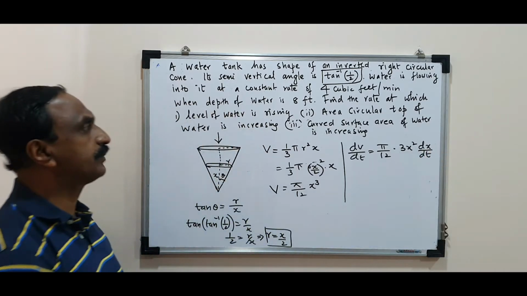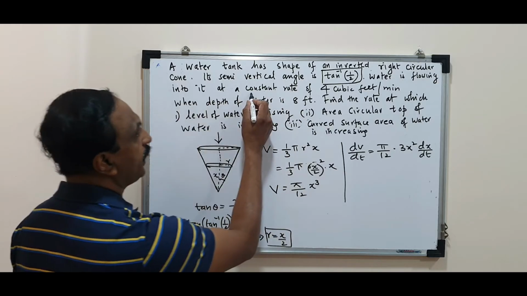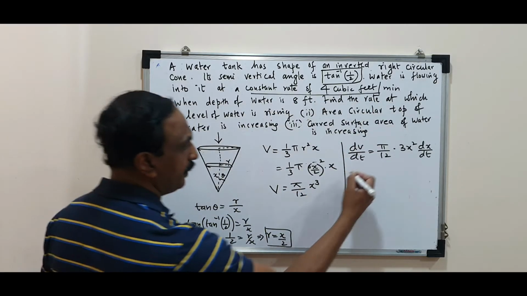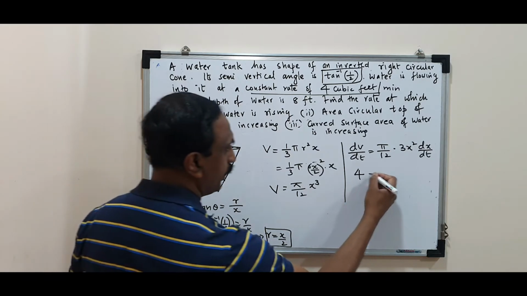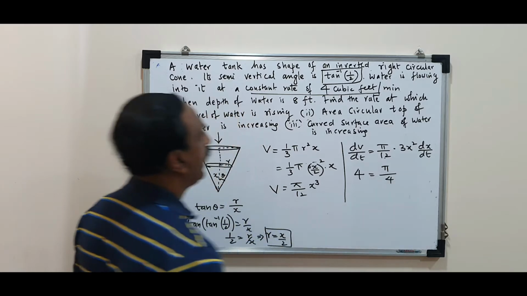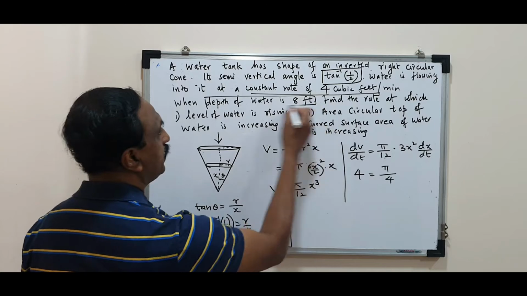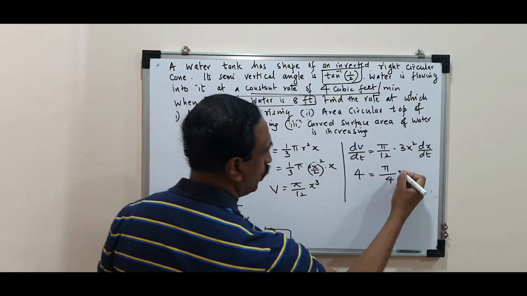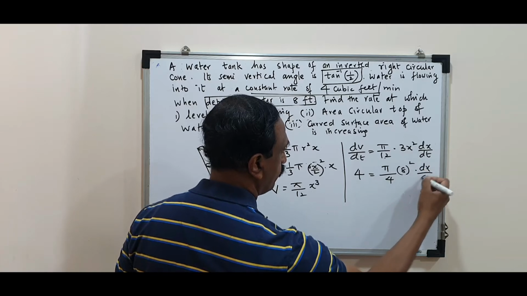Now what you are left with is only substitution. The water is flowing at the rate of 4 cubic feet per minute. So 4 equals pi by 12 into 3, and the 3 and 12 get cancelled to give pi by 4. Now x stands for the height. We need to find the rate when the depth of the water is 8 feet. So into 8 square into dx by dt.